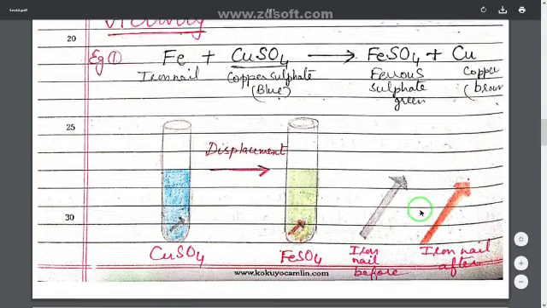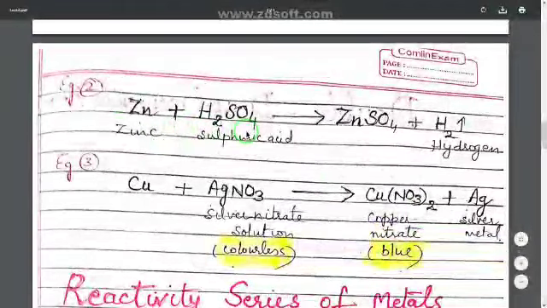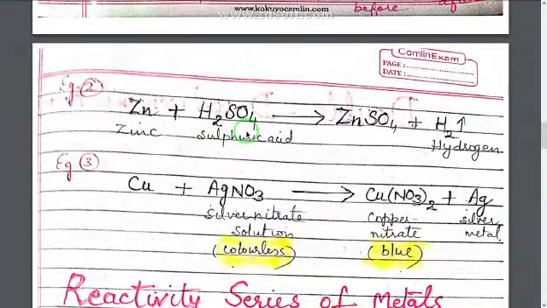The second example is when zinc reacts with sulfuric acid, zinc being more reactive than hydrogen. So zinc displaces hydrogen, and zinc sulfate is formed and hydrogen is displaced. Zinc pushed hydrogen out and came and sat in its place.